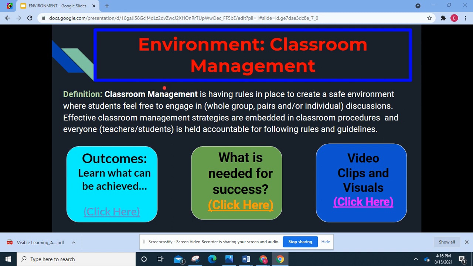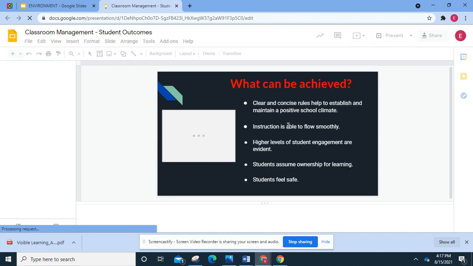Classroom management is defined as having rules in place to create a safe environment where students feel free to engage in whole group, pairs, and/or individual discussions. Effective classroom management strategies are embedded in classroom procedures, and everyone is held accountable for following rules and guidelines and for modeling appropriate behaviors. So, what are the outcomes?